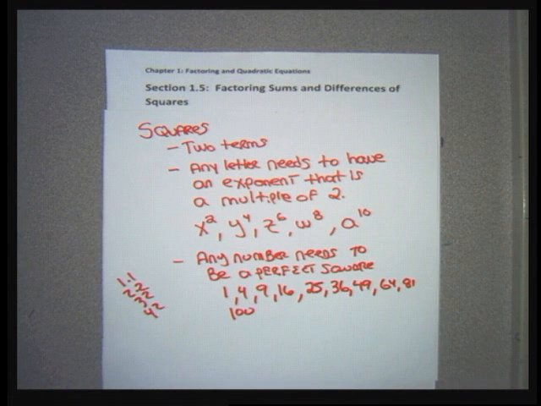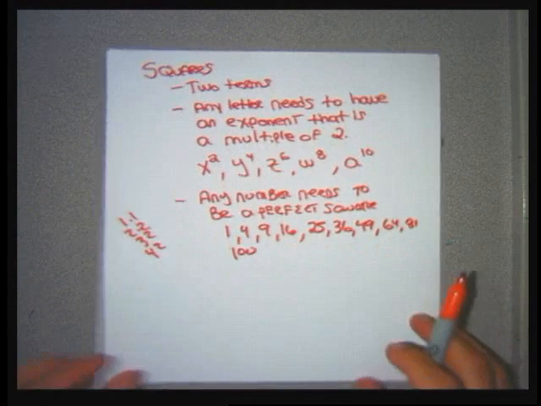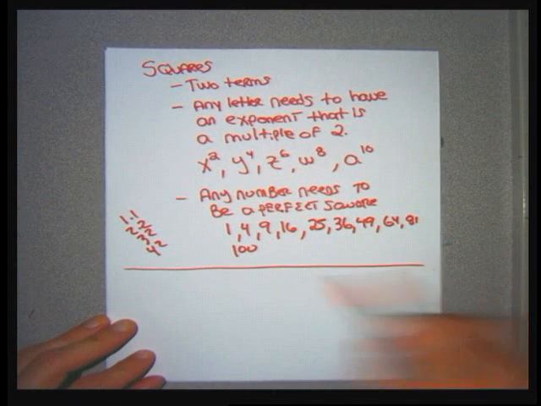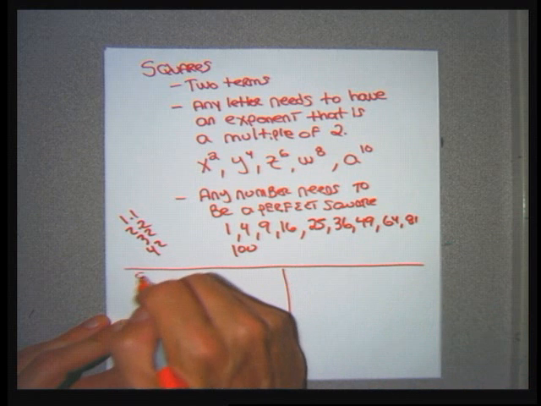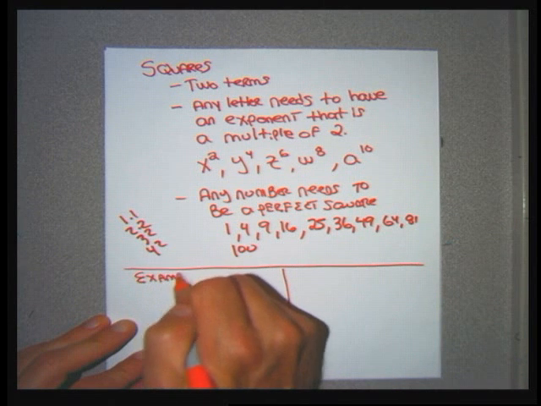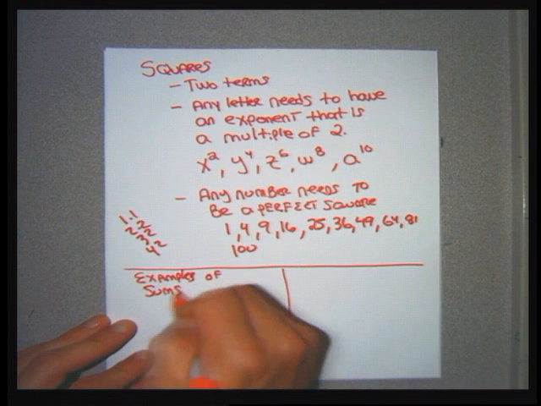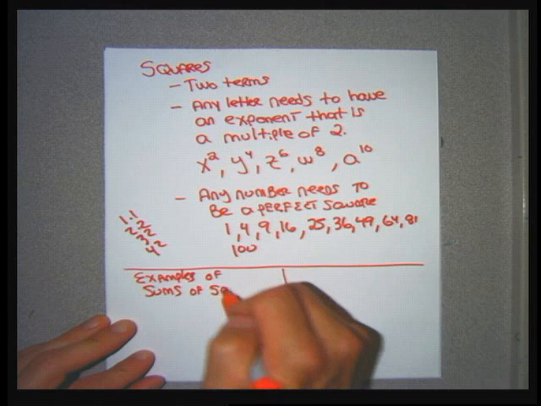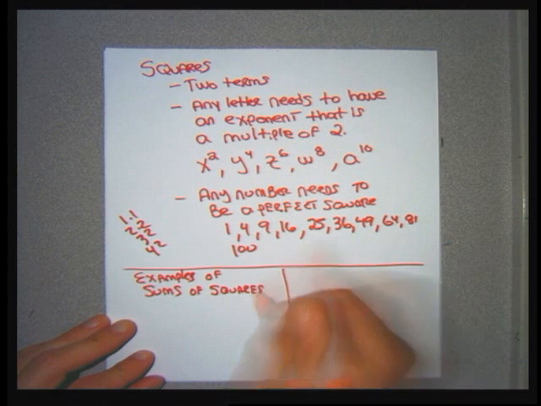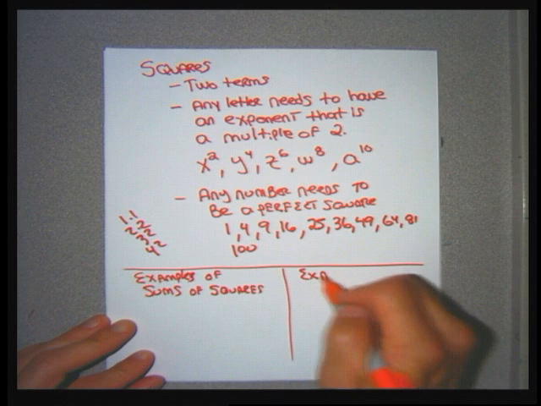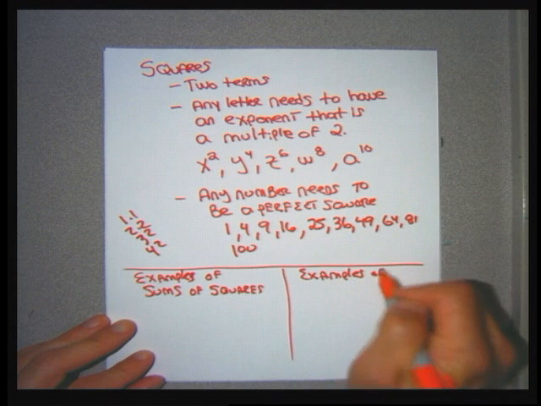If I saw a number like 7 or 72, it's likely not going to be a sum or a difference of squares. The big difference between sums and differences of squares are the signs. So I'm going to write examples of sums of squares and examples of differences of squares. So here are just some basic examples of sum of squares. And here are some examples in this next column of differences of squares.